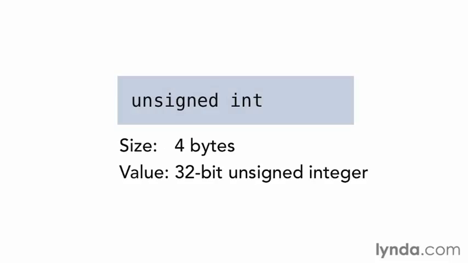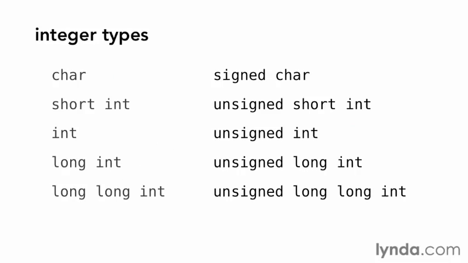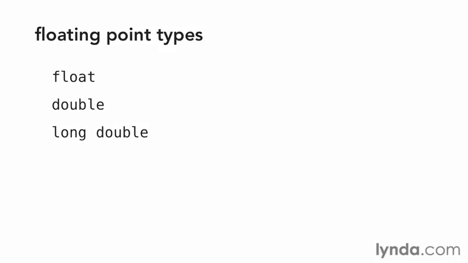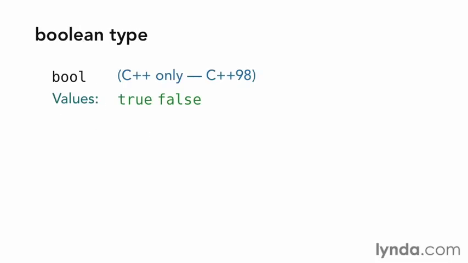An unsigned int means the same size integer with no bit reserved for sign. Built-in types for C and C++ include integer types for representing integer numerical values, floating point types for representing real numerical values, and the bool type for representing Boolean values true and false. This type is available in C++, but not in C. C++ also provides constants called true and false.